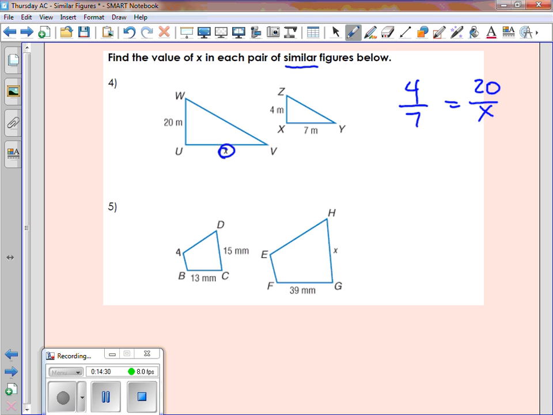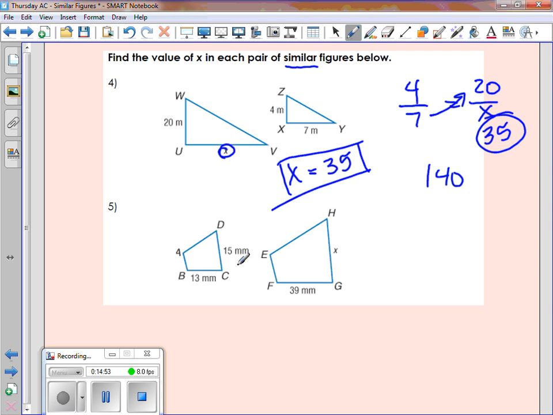Okay? When I multiply across, I get 140. And then I can divide by 4. Or I can say 4 times 5 is 20. So 7 times 5 is 35. So to correctly answer this, x equals 35.